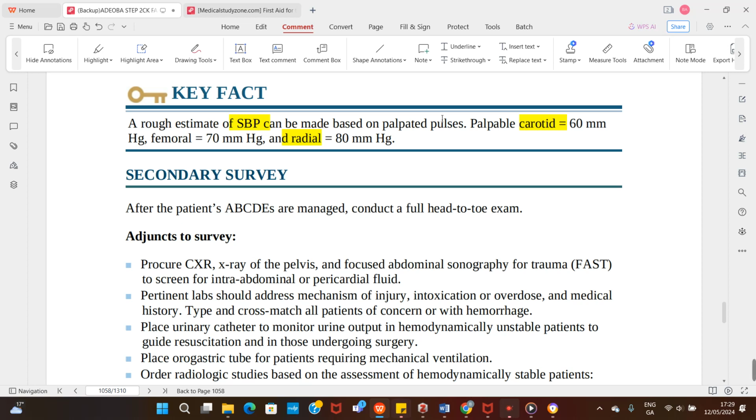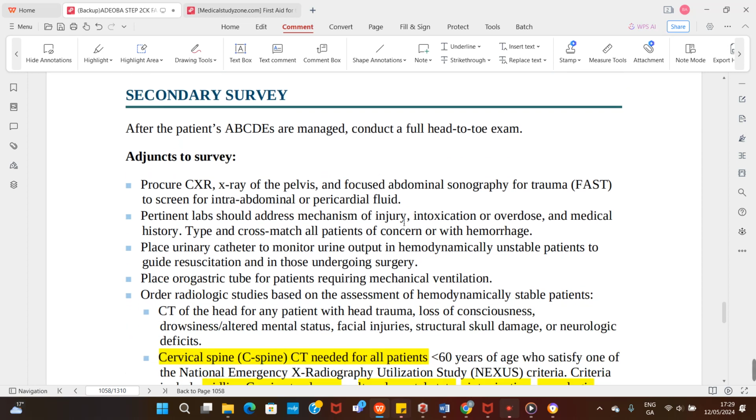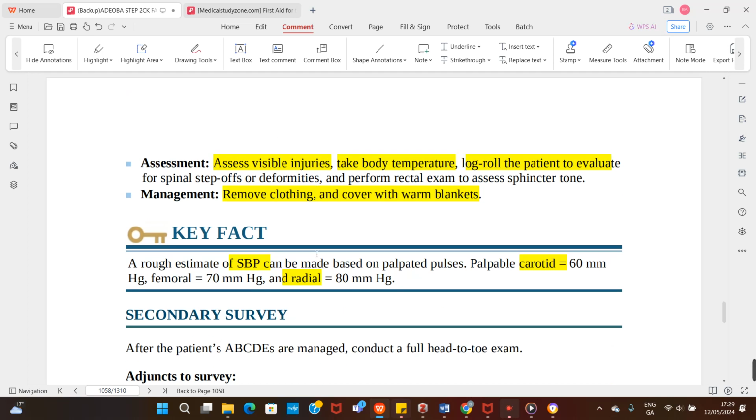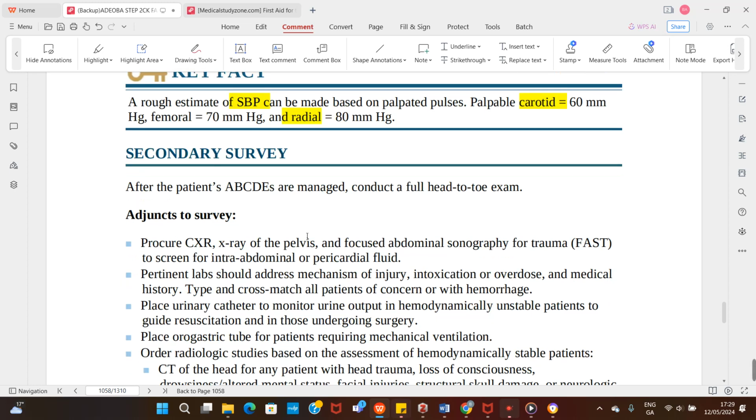So it means that the systolic blood pressure is at least 80 when you can feel the radial pulse. If you can feel the femoral, it means that it is at least 70. If you can feel the carotid, it means it is at least 60, right? So once you have done all this, we are done with the primary survey.